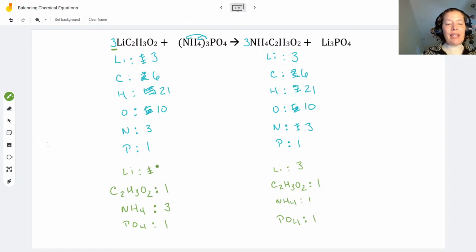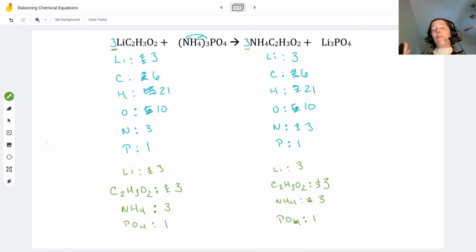So what that does is that gives me 3 lithiums, and it gives me 3 acetates. So now if I wanted to, say, balance my acetates, then I'd say, oh, I need to put a 3 here to make this 3 acetates. So again, I'd put a 3 right here. That makes this 3 acetates, and it makes this 3 ammonia. And so now I have a balanced chemical equation.